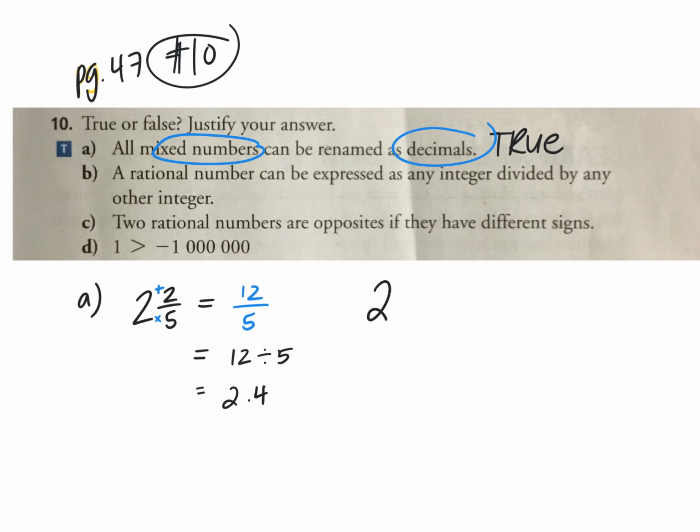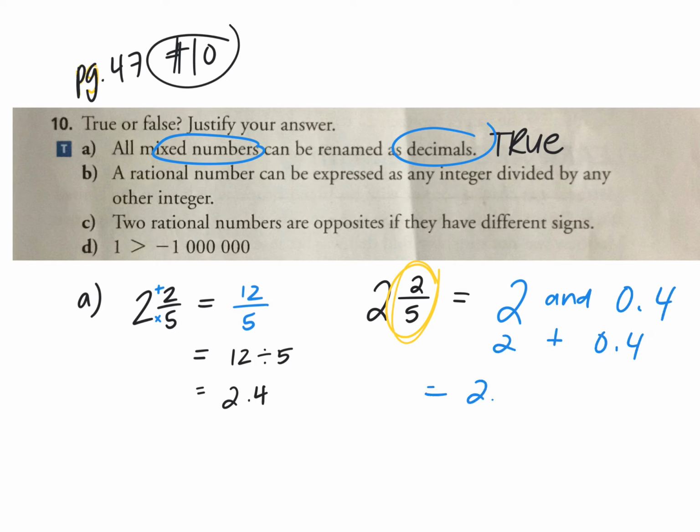We have 2 and 2/5. So would you agree that we have 2, we have a whole, and we have a part? What's 2/5 as a decimal? We did it earlier. How do you turn 2/5 into a decimal? 2 divided by 5 is 0.4. So we have 2 and we have 0.4. 2 plus 0.4 equals 2.4. We got the same answer.